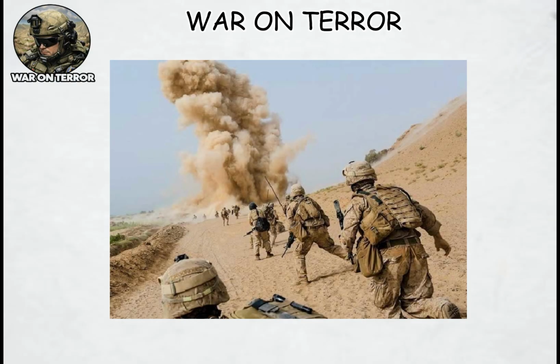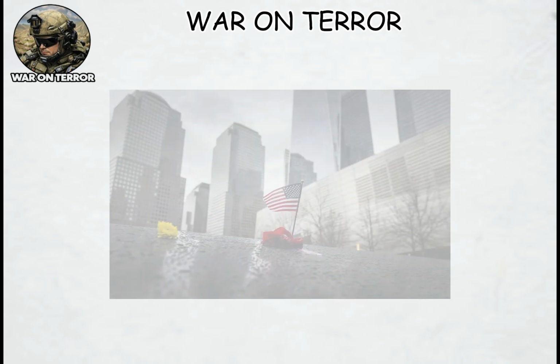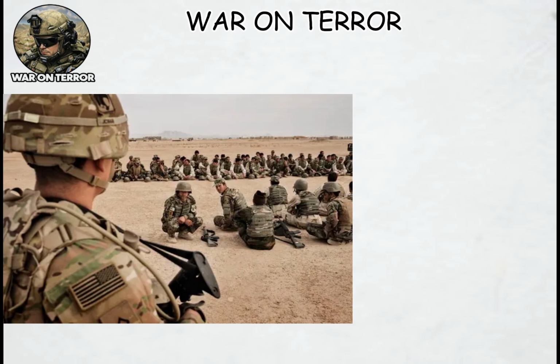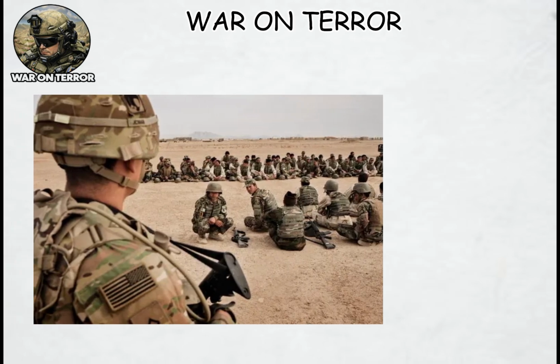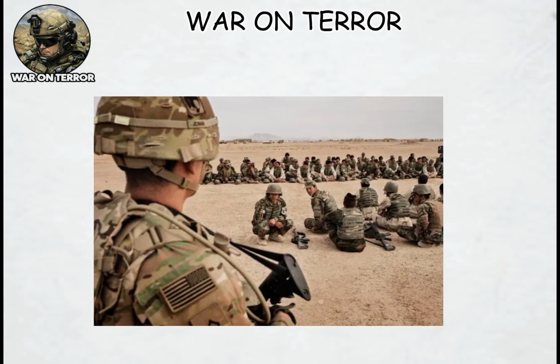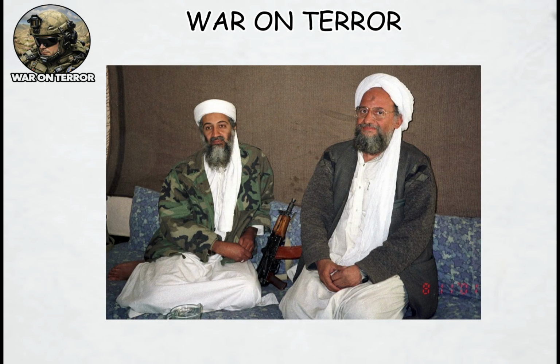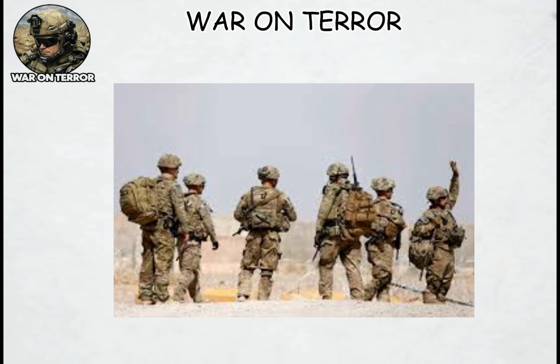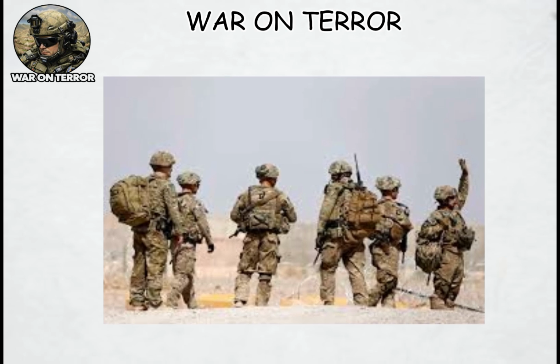War on Terror. The War on Terror began in 2001 following the September 11th terrorist attacks on the United States. It initially focused on Afghanistan, where U.S. and allied forces targeted the Taliban government that had sheltered the terrorist group Al-Qaeda. Over time, the conflict expanded into other regions and military operations. The campaign reshaped global security policies and counterterrorism efforts.